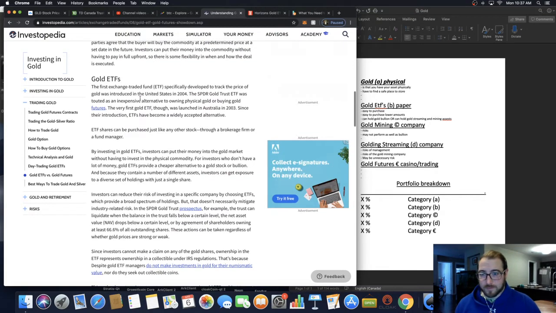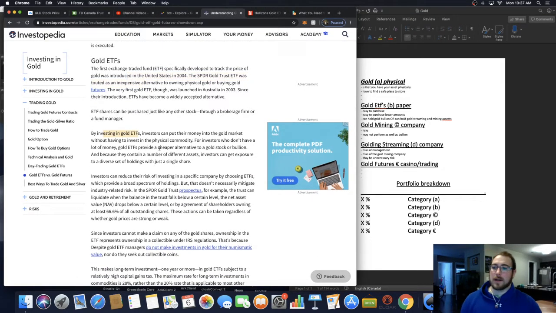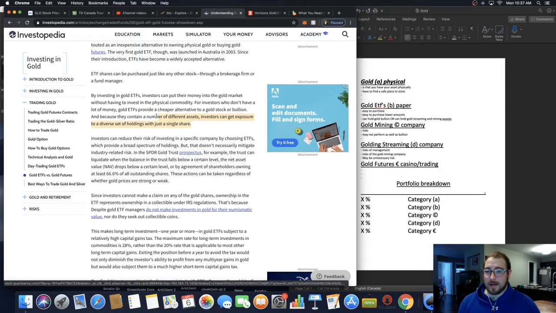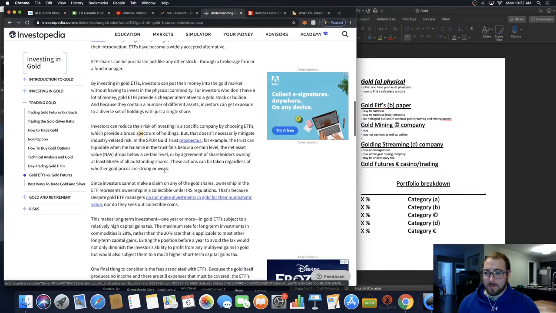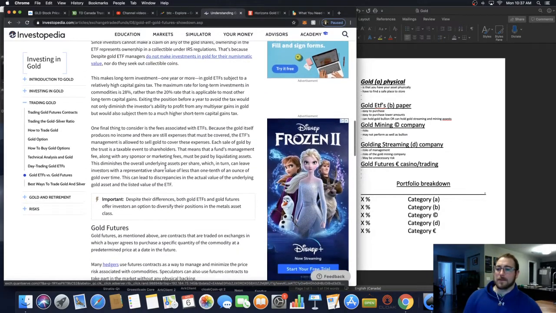And here's some of the benefits again. So with gold ETFs, you can put your money in the gold market without having to invest in the physical commodity. So if you don't have a physical place to hold this, right? It's a cheaper alternative than stock or bullion. They can get different assets. So it's just looking at some of the different benefits here.